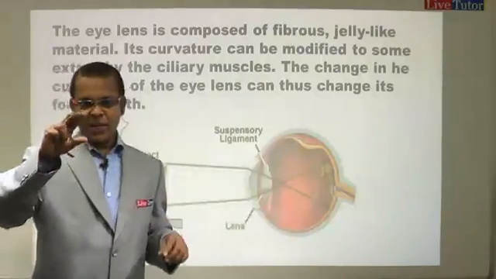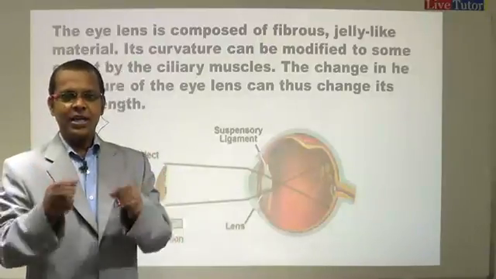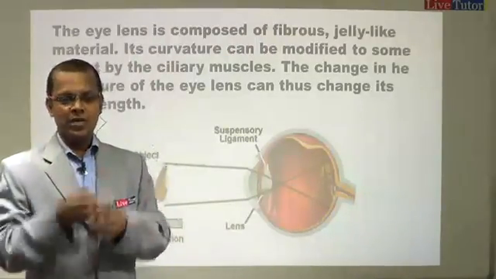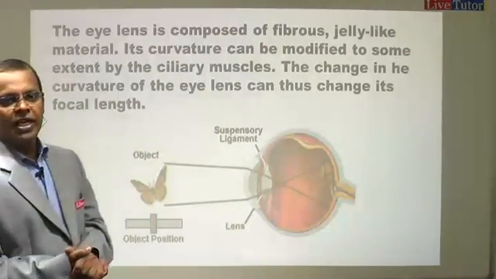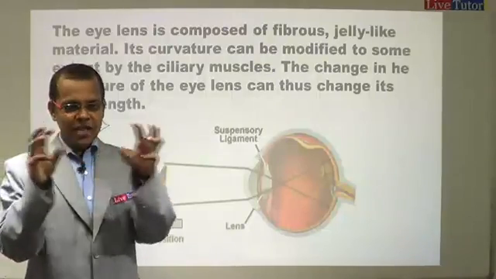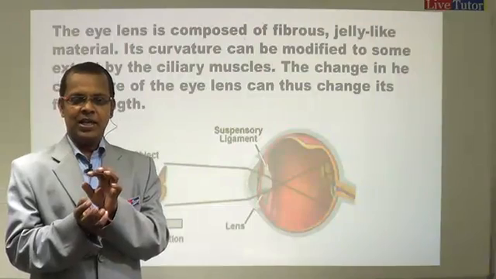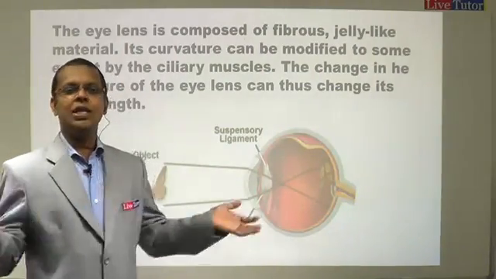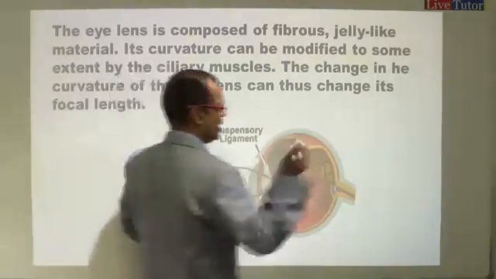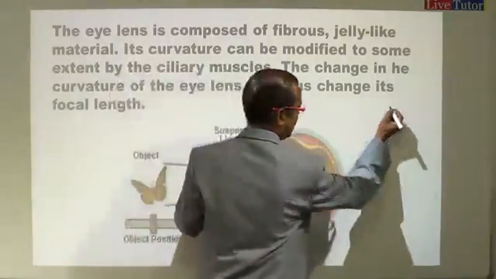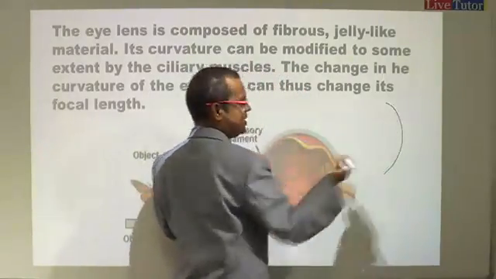When you are pressing it or stretching it, the curvature can be modified to some extent by the ciliary muscles, right? So due to the change in the curvature, what will happen? You know that if the curvature is changing, the focal length will also be changing. You know why? We have already discussed that. I'll use a mirror to explain that. It will be easy for you to understand.